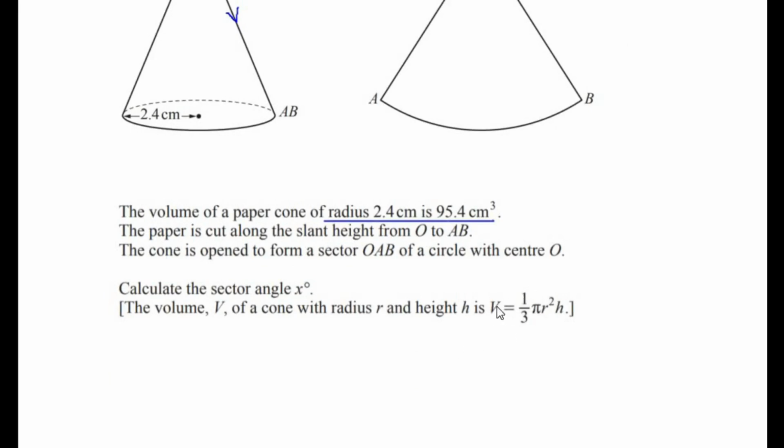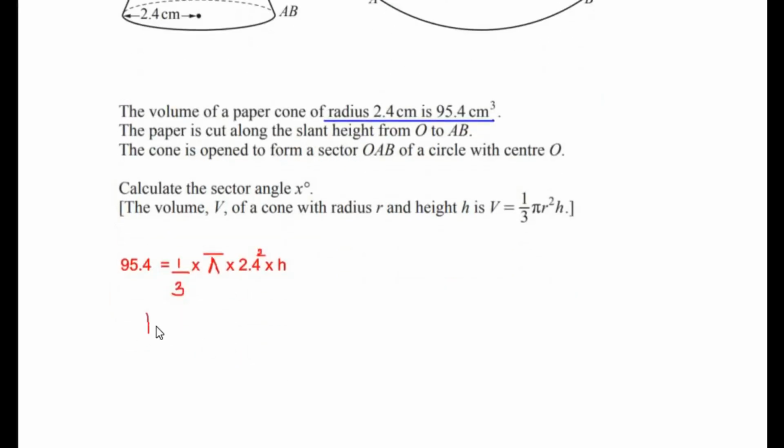So let us start substituting the values of the volume and the radius in the given equation. So we get volume as 95.4 is equal to 1/3 times pi times the radius is given as 2.4. So 2.4 square times height. So let us make height as the subject now and find out its value. So we have 3 multiplies with 95.4 and pi times 2.4 square goes to the denominator, and we can write it as pi times 2.4 square.